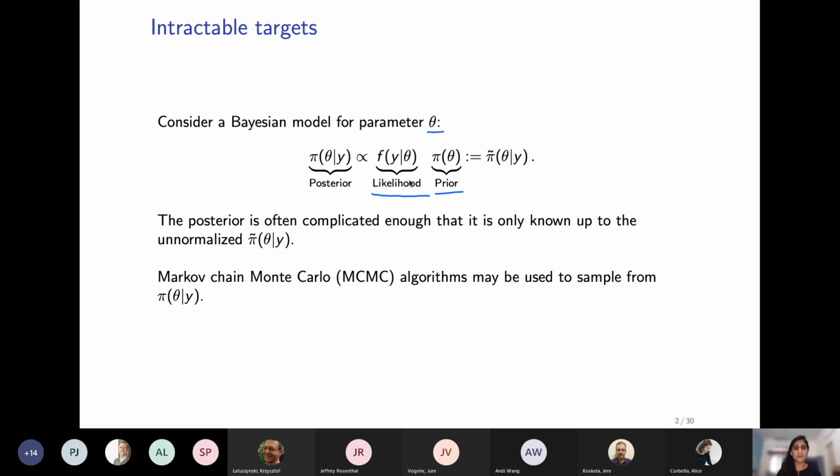We often only know it up to an unnormalized function pi tilde, which we can't really integrate to obtain the normalizing constant. So the posterior is often complicated enough and often only known up to pi tilde, which is its unnormalized form. I'm only presenting a Bayesian paradigm because it's natural in this case, but a lot of what we're going to talk about can be constructed in general for intractable target distributions.